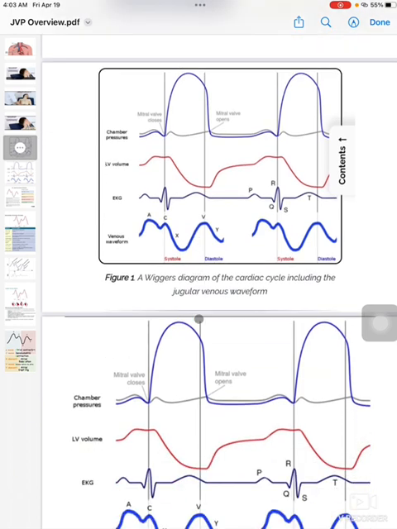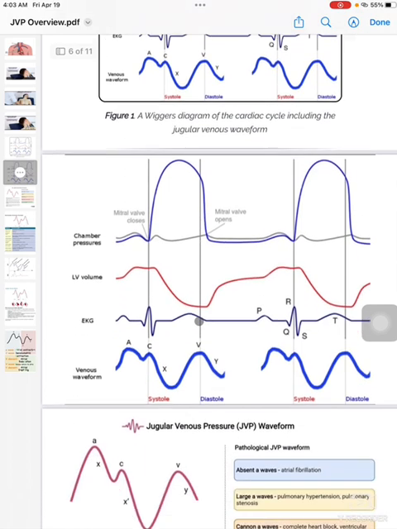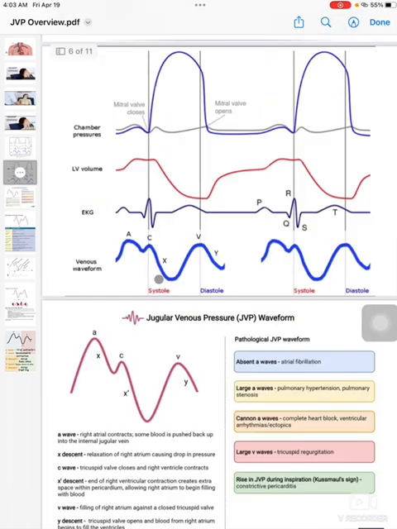The A wave is caused by the contraction of the right atrium, where blood is being pumped through the tricuspid valve into the right ventricle. Increased pressure in the right atrium also forces blood upwards into the internal jugular vein. This influx of venous blood into the internal jugular vein is known as the A wave.